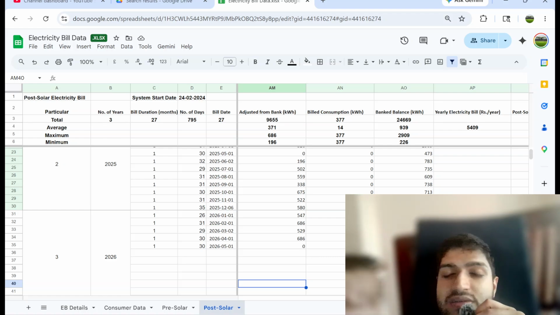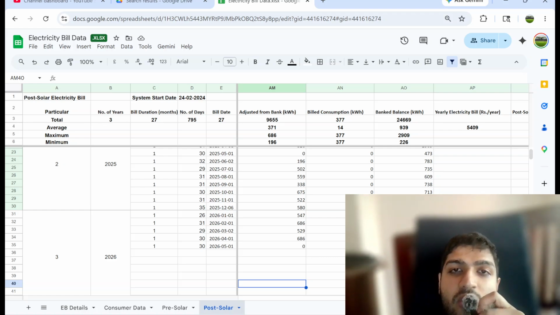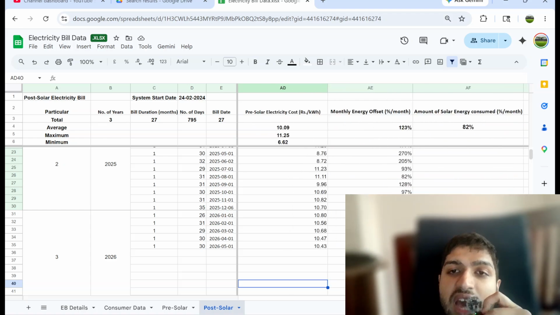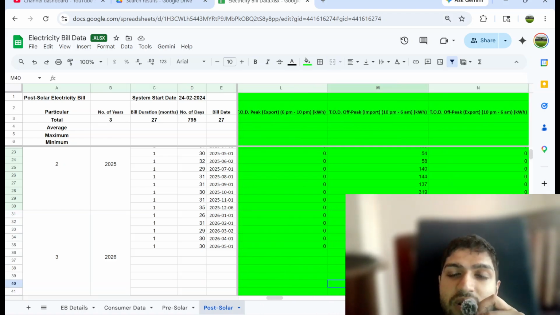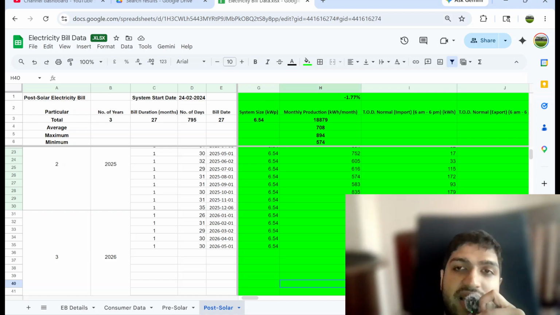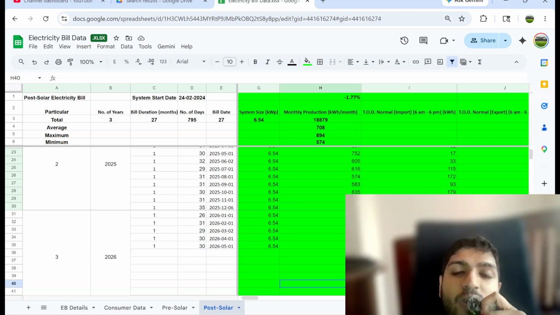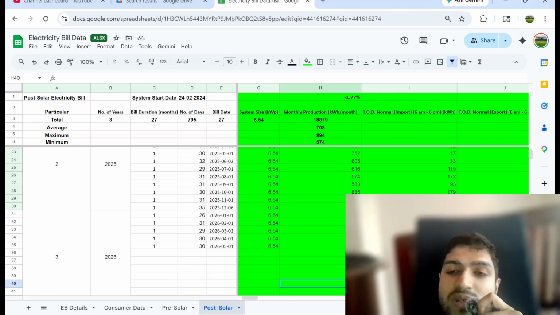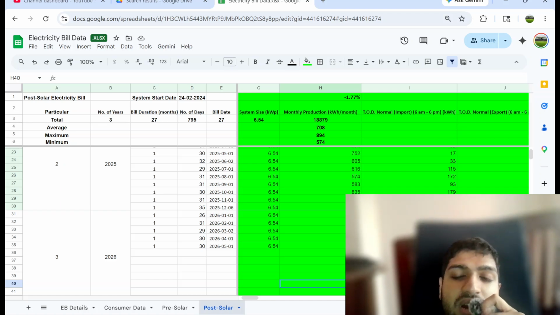So in this example, we can see that although the production has decreased by 1.77%, the consumption has increased by 31%. When I installed the solar power plant, around 4 kilowatt was enough, but a 2 kilowatt buffer was given. Hence, it made it till here, even after increased consumption.